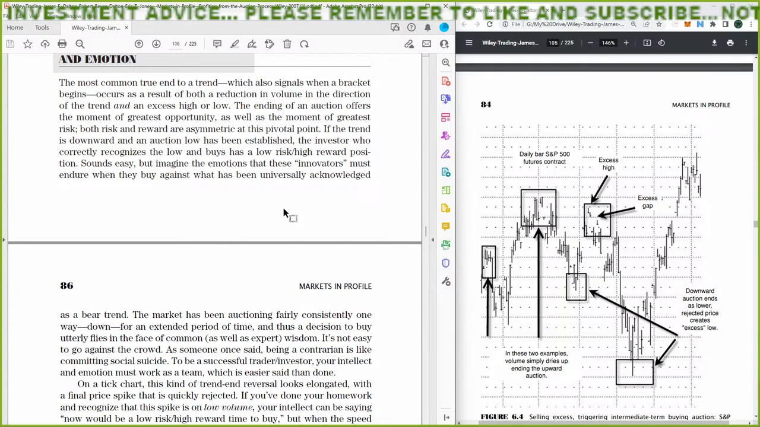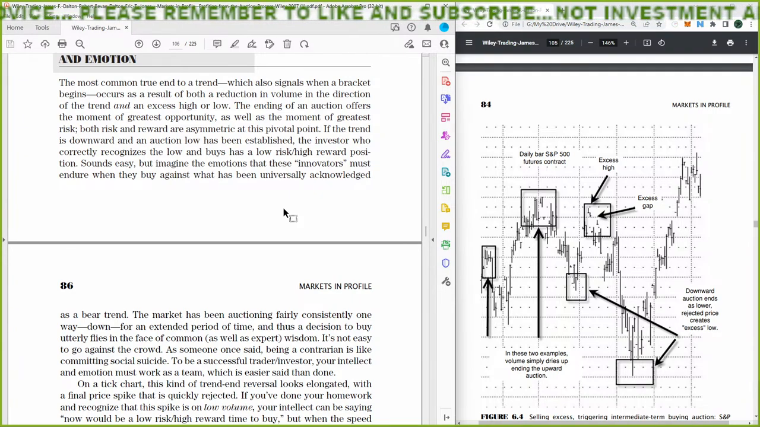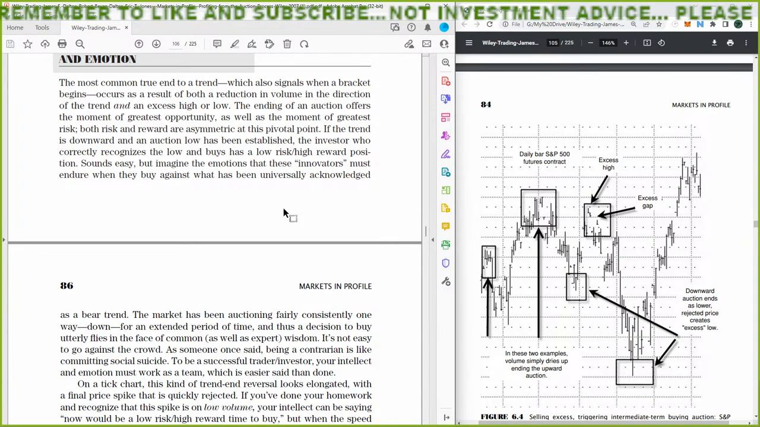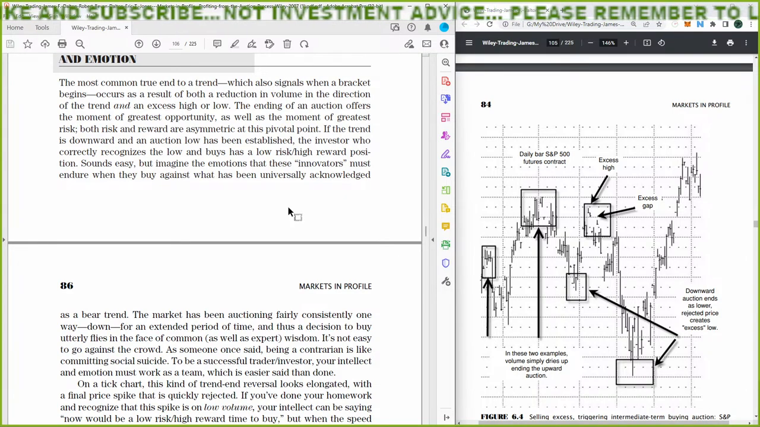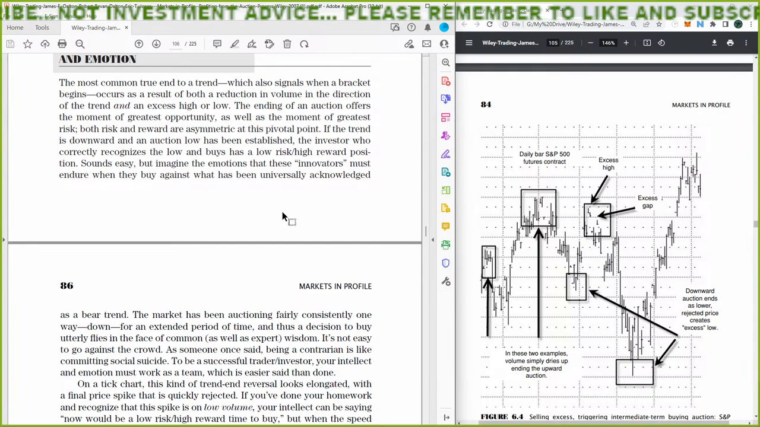If the trend is downward and the auction low has been established, the investor who correctly recognizes the low and buys has a low risk, high reward position. Sounds easy, but imagine the emotions that the innovators must endure when they buy against what has been universally acknowledged.